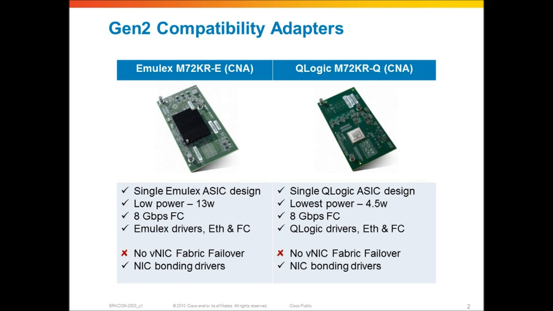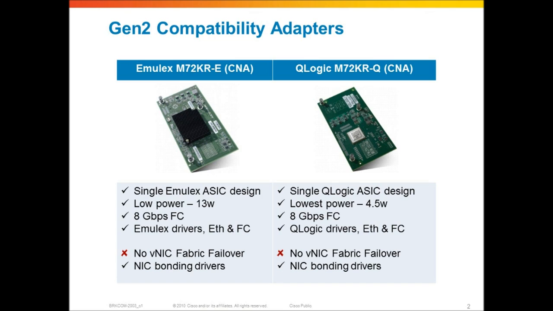Now remember I said that in Gen 1, Cisco provided the ASIC called Menlo to provide that data center Ethernet conduit. Well, now that both Emulex and QLogic have done that in their own ASICs, one of the things that was left behind was fabric failover. So the Menlo adapters in Gen 1 of Emulex and QLogic were able to provide fabric failover. But now that the Menlo ASIC is no longer there, fabric failover did not make it into either the Emulex or QLogic Gen 2 adapters.